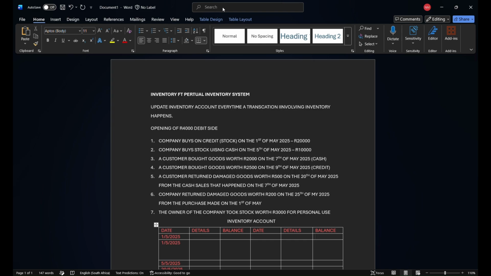Hello guys, so today we're going to be looking at inventory featuring the Perpetual inventory system. The inventory system is updated every time a transaction that involves inventory takes place. So you are given an opening balance of 4,000, which is on the debit side.